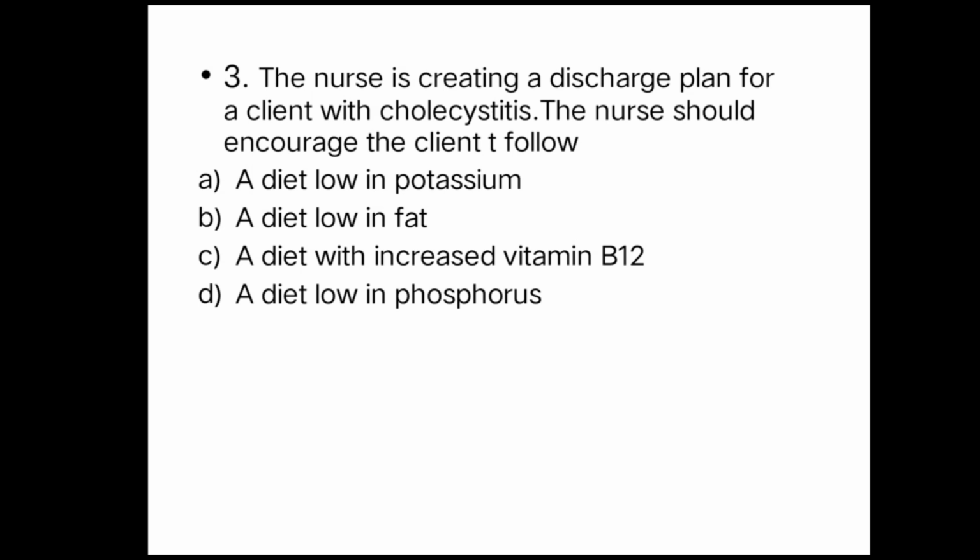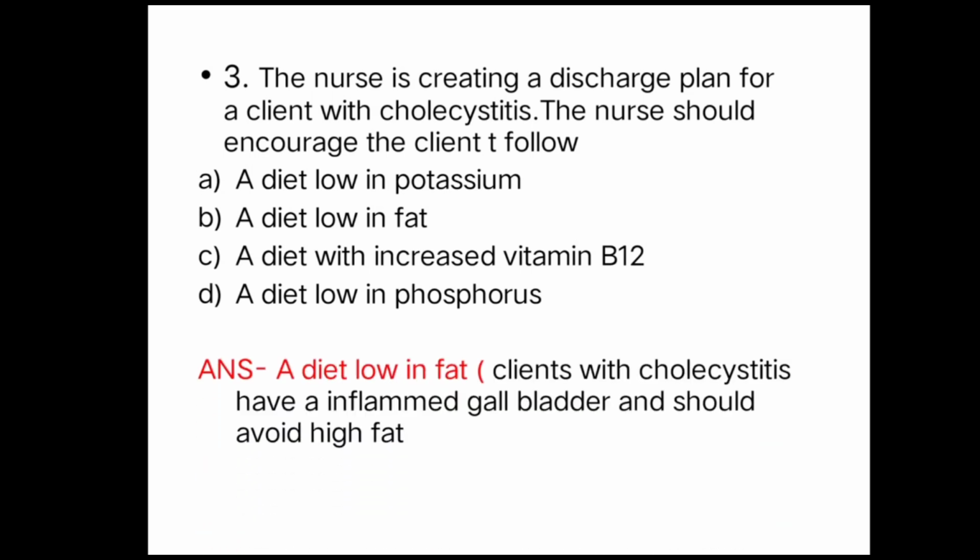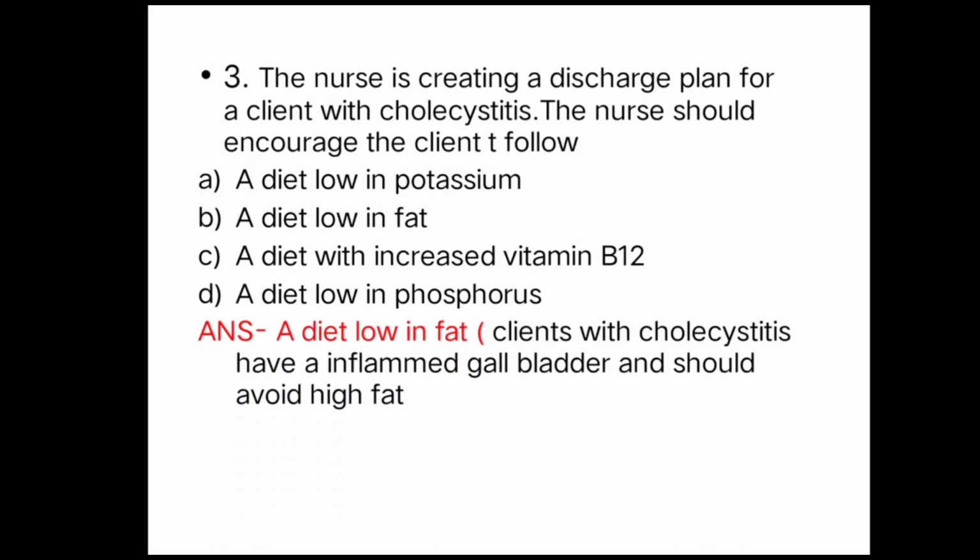Next, option C, a diet with increased vitamin B12, is the recommended diet for patients with pernicious anemia. If they have pernicious anemia, we will encourage them to take vitamin B12 rich food. Whereas here the question asks what diet has to be given for a patient with cholecystitis. As a discharge plan, we will tell the patient to have a diet low in fat. The rationale is, a client with cholecystitis has an inflamed gallbladder and should avoid high fat. This is also a direct question. When considering cholecystitis, you have to give the low fat diet.